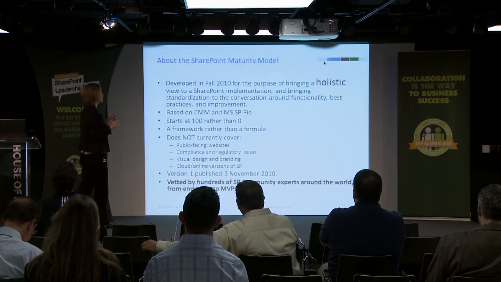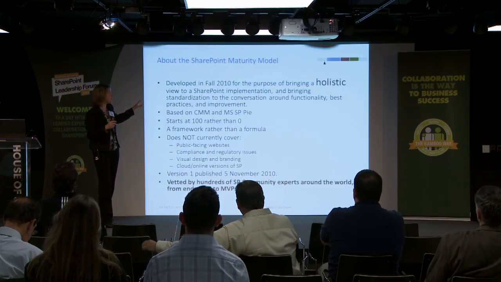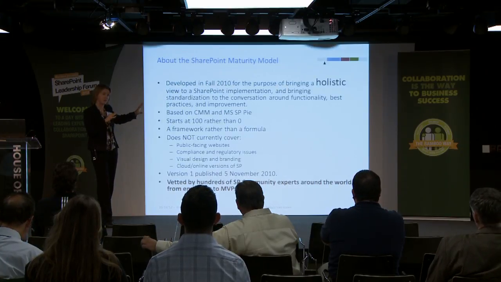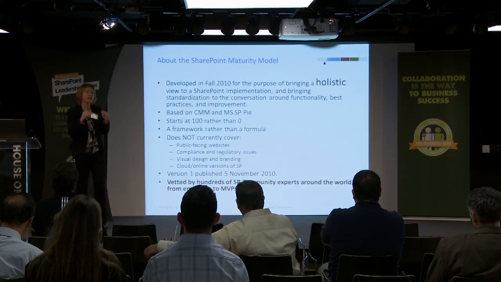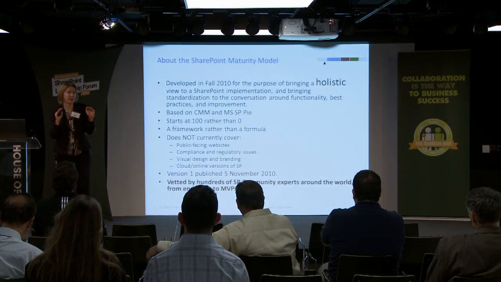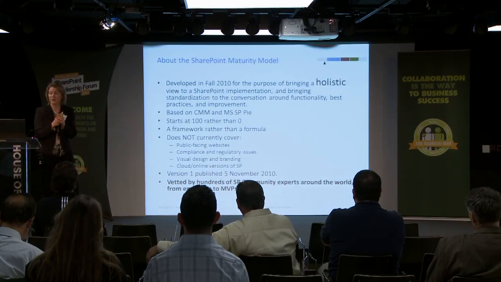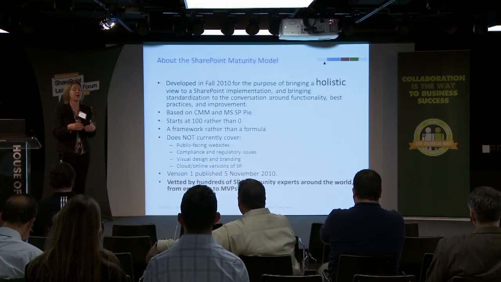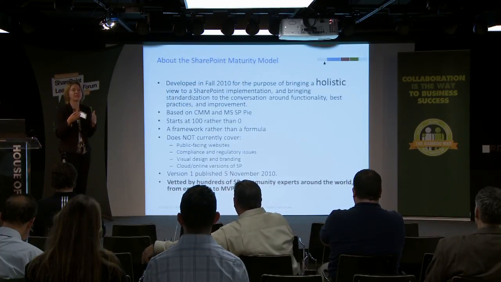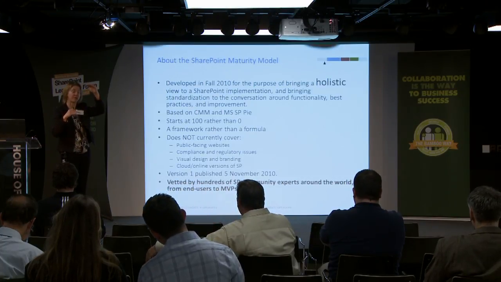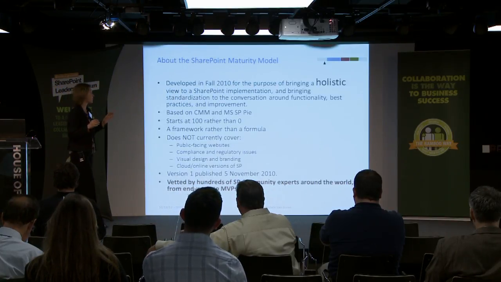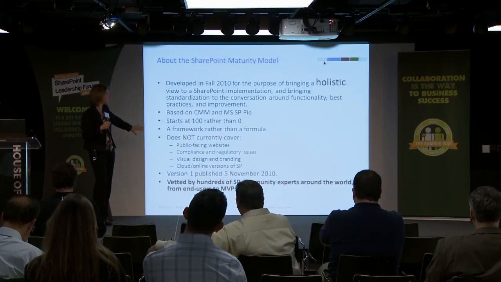A couple of disclaimers. I developed this 2 years ago, based loosely on the capability maturity model and that SharePoint pie. It starts at 100, so there's no 0 for anyone going through the assessment. It's really intended to be a framework rather than a formula, right? So it's not prescriptive. It doesn't say what you should be doing or what your next step should be. It basically just says, here's your framework and here's where you're likely to be if you meet these criteria. It doesn't address public-facing websites or any of the cloud versions.